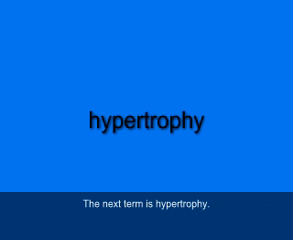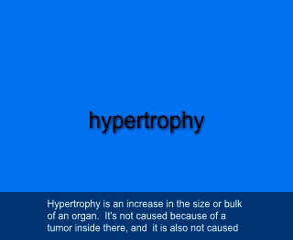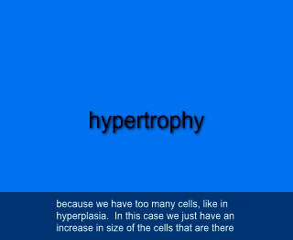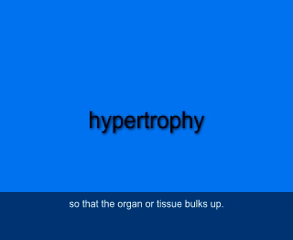Next term is hypertrophy. Hypertrophy is an increase in the size or bulk of an organ. It's not caused because there's a tumor inside there. It's also not caused because we've got too many cells, like in hyperplasia. In this case, we just have an increase in size of the cells that are there, so that the organ or tissue bulks up.